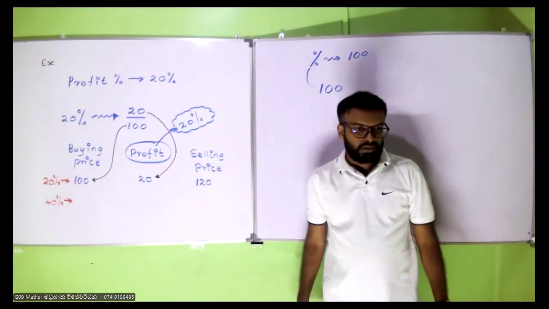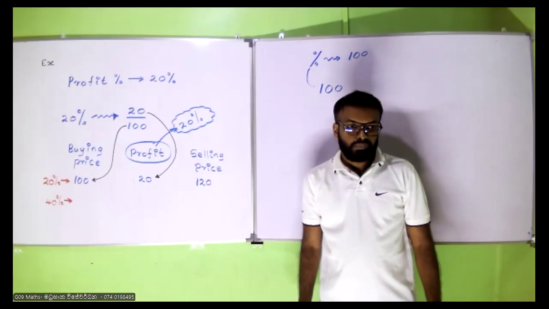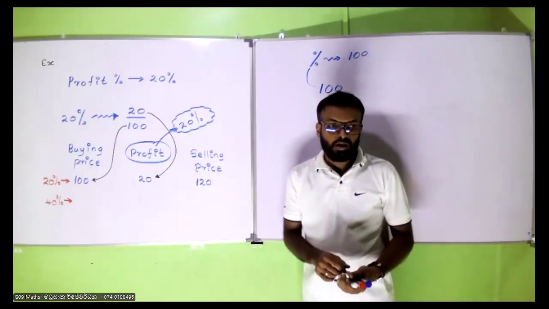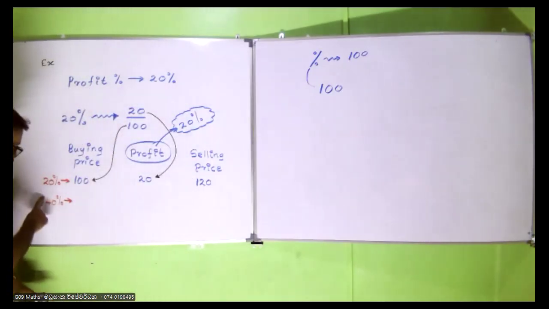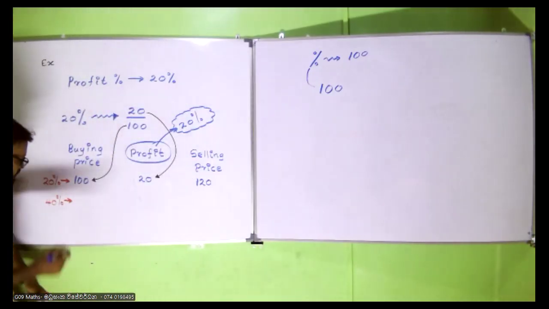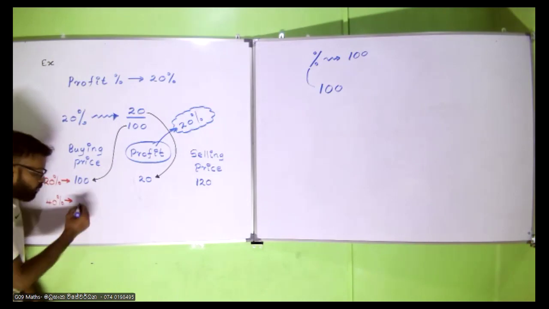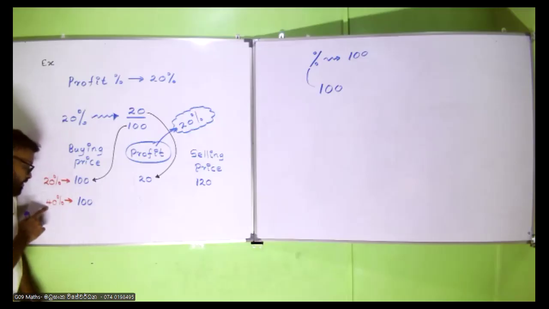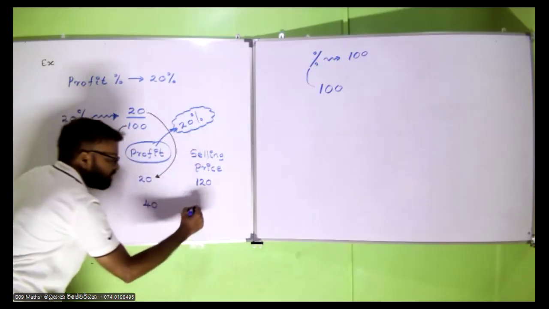Right, super. Perfect. So that is very easy. 40% means if you buy something, this is 100. Percent means 100. If you buy something for 100 rupees, the profit will be 40. The profit will be 40. Then the selling price will be 140.